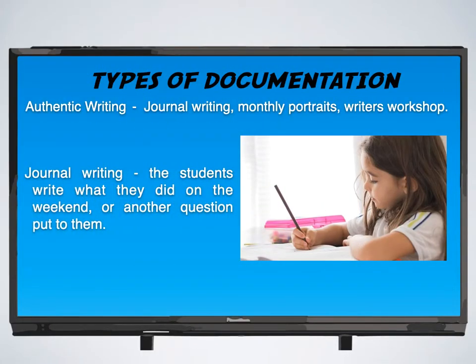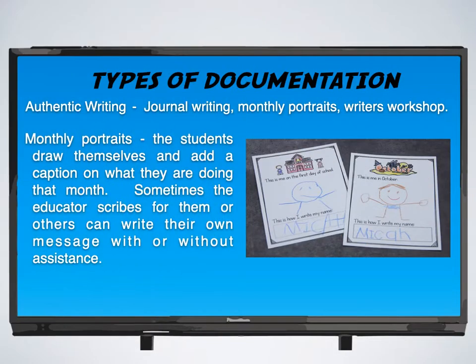Authentic writing, journal writing, monthly portraits, writer's workshop. Let's start with journal writing. The students write what they did on the weekend or any other question put to them. Monthly portraits. The students draw themselves and add a caption on what they are doing that month. Sometimes the educator scribes for them, or others can write their own message, with or without assistance.